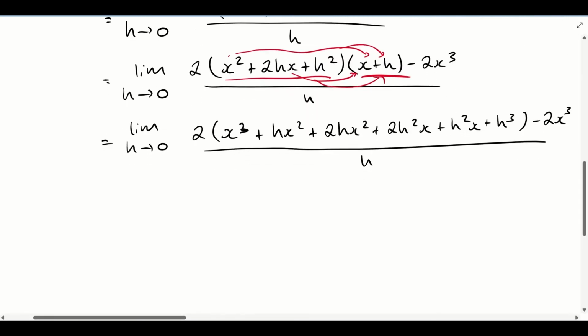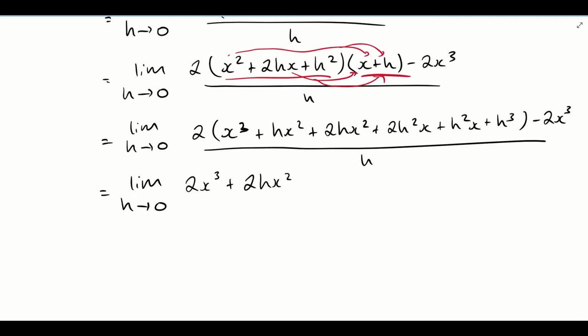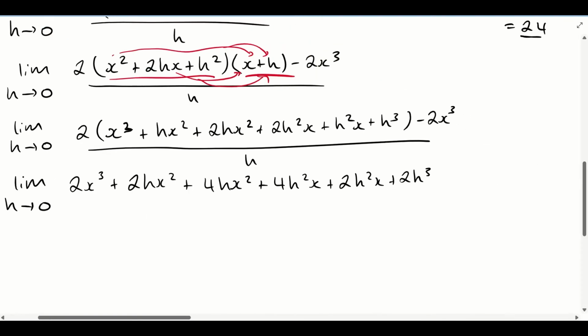Okay, again, now we've got to expand that 2 out. The limit as h moves to 0, and we put the 2 through all of these terms. So 2x cubed plus 2 lots of hx squared plus 4 lots of hx squared plus 4 lots of h squared x plus 2 lots of h squared x plus 2 lots of h cubed, take away 2x cubed, and dividing all of that by h.